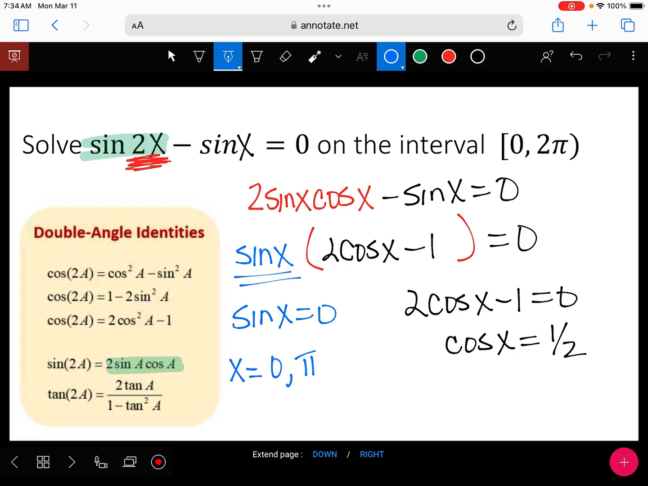I don't have my unit circle in front of me. Pi over 3 is one of them. And then what's the other one? Pi over 3, and where else? 5 pi over 3. Who agrees with those two answers? This is first period, so I'm trusting y'all.